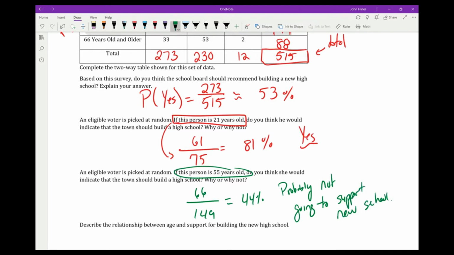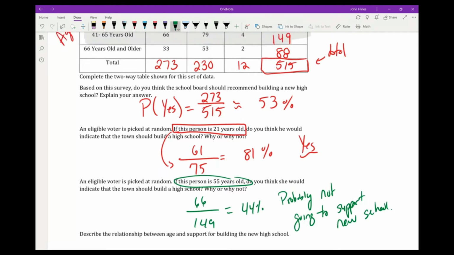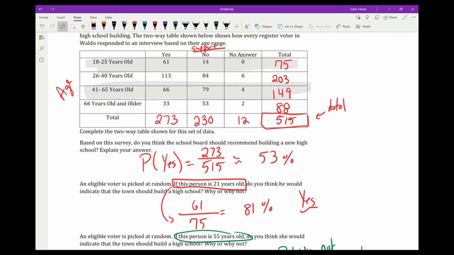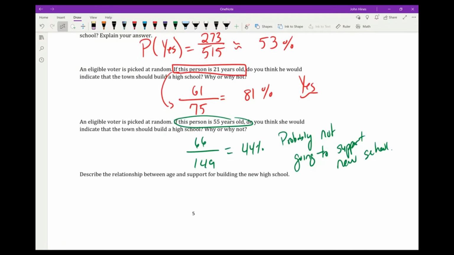Describe the relationship between age and support. Well, we can just see based on this table. As these people get older, what happens to their support? Their support decreases, right? As I get older, I'm less likely of wanting to spend taxes because maybe I don't have kids in high school anymore. So as age increases, support's becoming less.